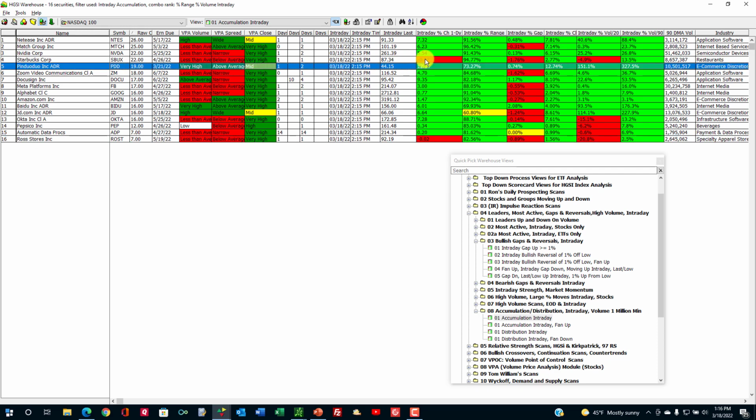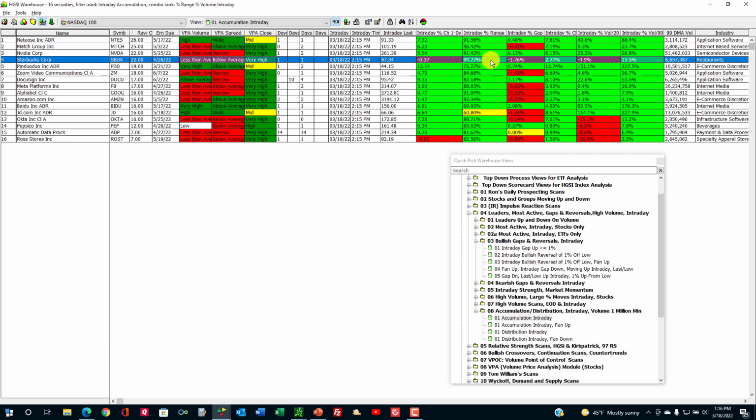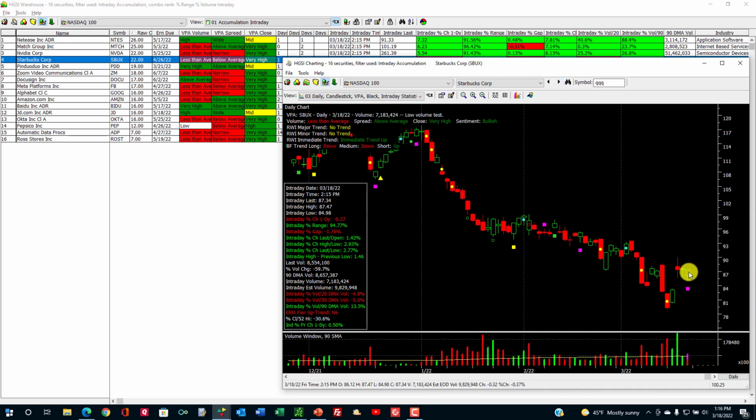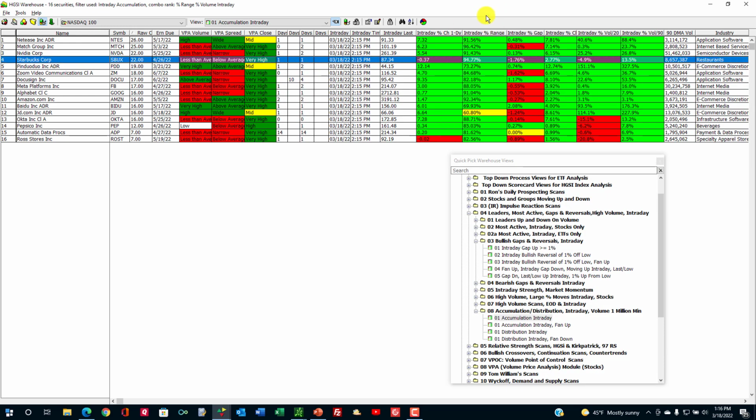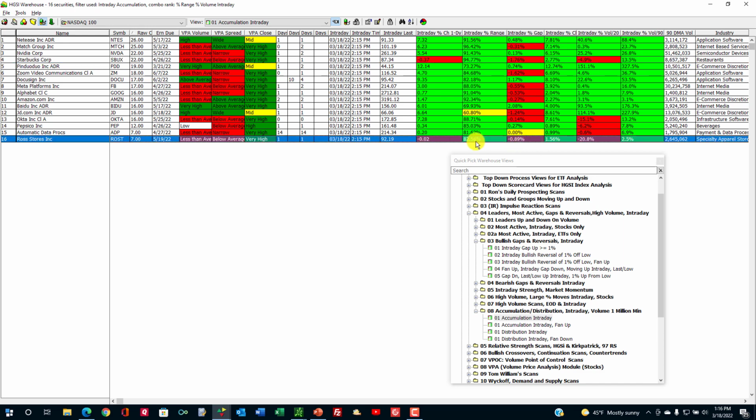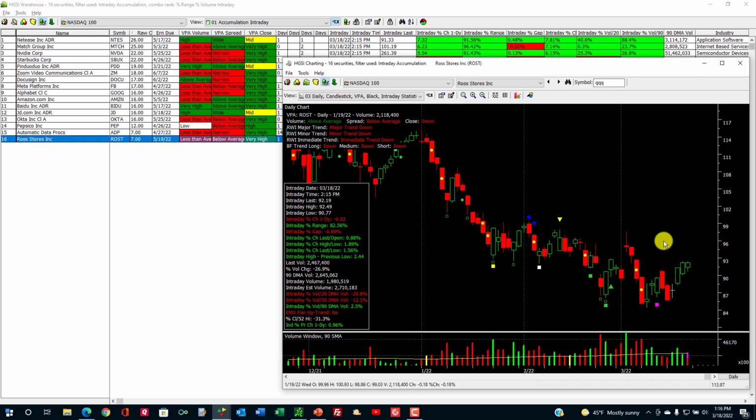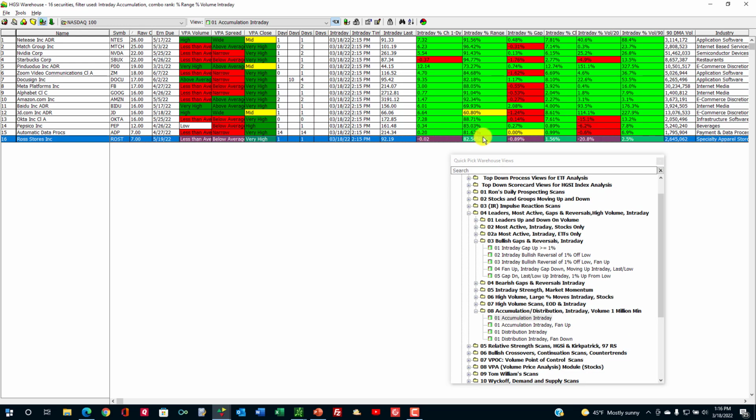Some of them, like this one, Starbucks, why is it down 37 cents? Well, it's down because it's still under accumulation. Notice the intraday range at 94.77. If I bring it up, you can see that there's a low volume test. It's still slightly lower than yesterday, but I'm interested in the range and the volume. Volume's a little above normal here, and the range is near the top, so consequently it's going to come up. Let's take a look at Ross Stores. This range is not as good at 82.56%.